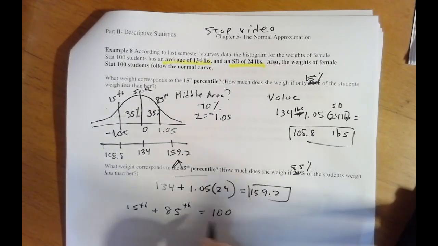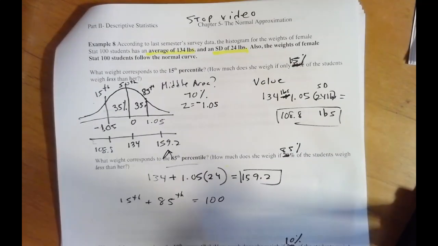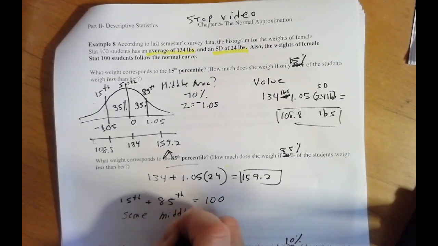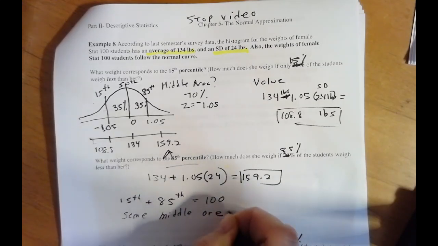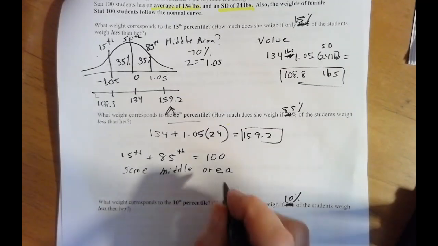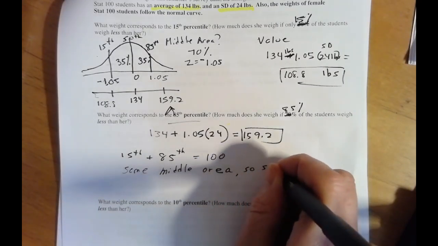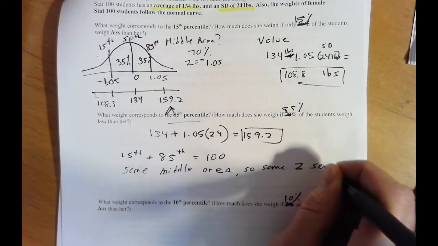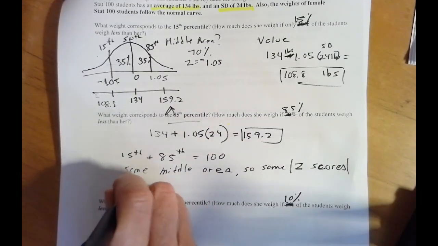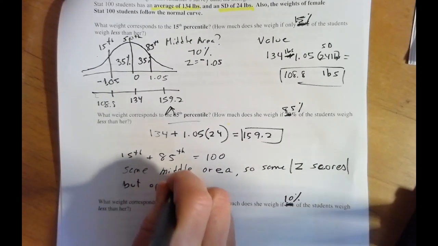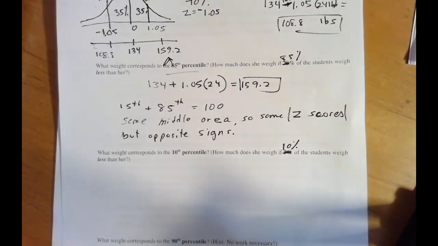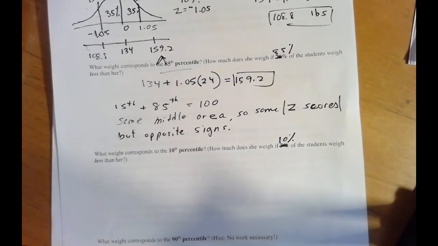So it's the same middle area. One's 35% above average and the other's 35% below. So it's the same middle area, so the same z-scores in absolute value, but opposite signs. All right, now we can do the last one, and let's just do it really quickly.